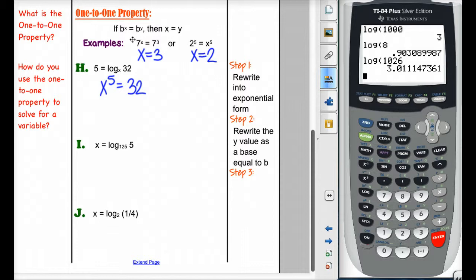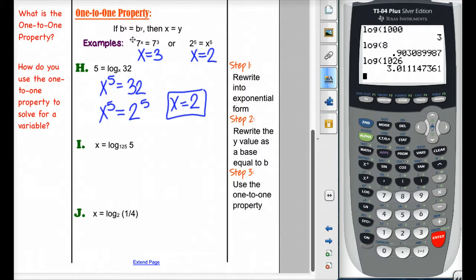Either way will work. In this case, because x is our base, we can't do it as a base of x. Therefore, we want to get our powers to match. So we have x to the fifth, and I need 2 to the fifth power. I know that 2 to the fifth power is equal to 32, and so x, therefore, equals 2. And that third step, in case you didn't know, is to use that one-to-one property to solve.